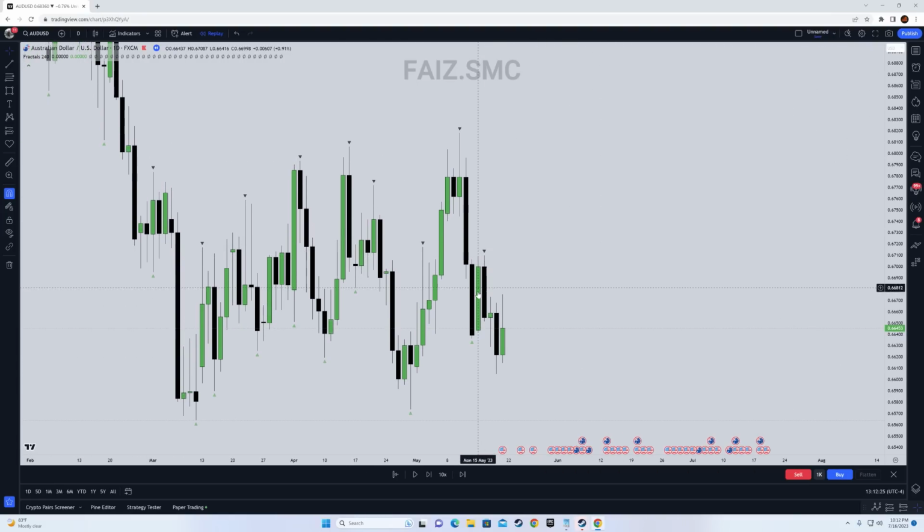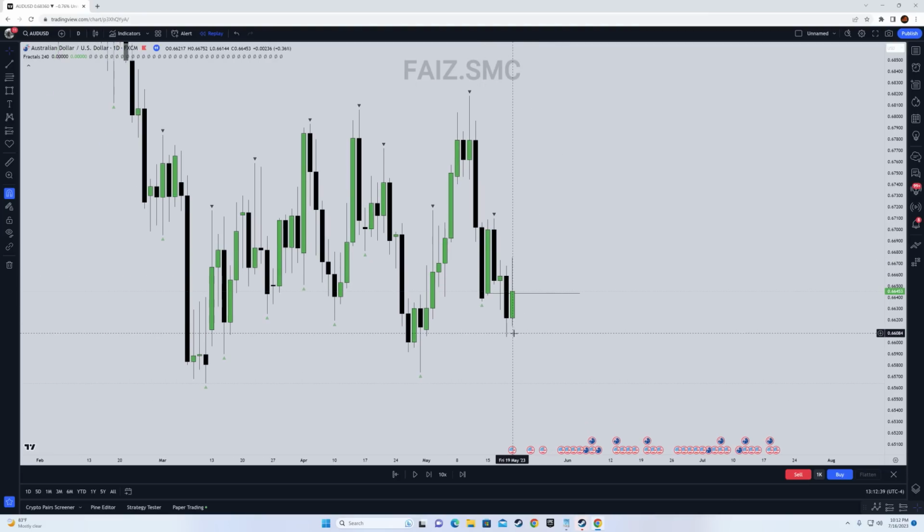So right here, what do you see? We have this beefy auto block, the daily auto block here. So what I do is I mark out my auto block here, right? The body, remember, we do not mark out the wicks, we mark out the body of the candle, because that is the real auto block. So price goes back into the auto block here.